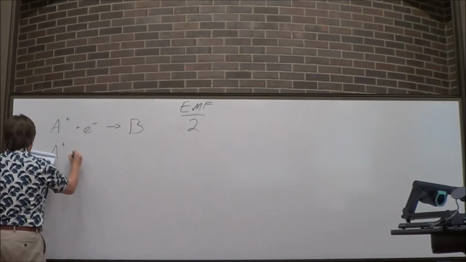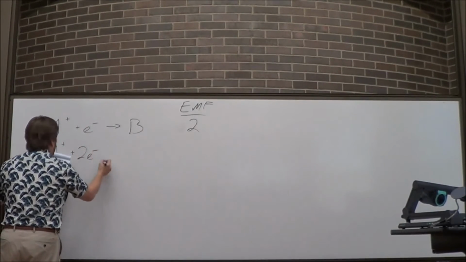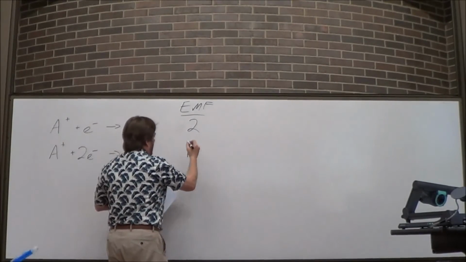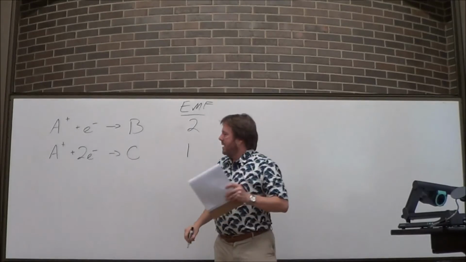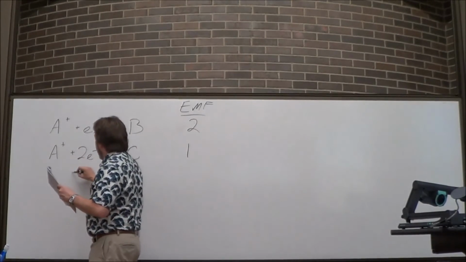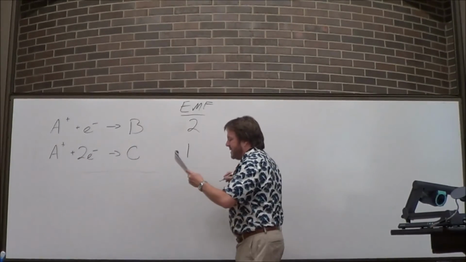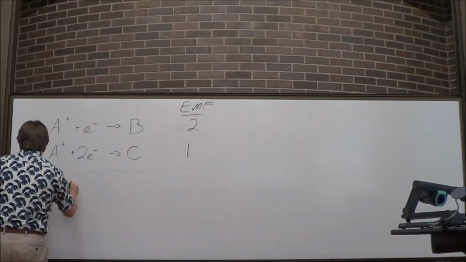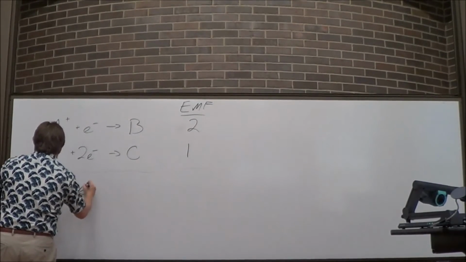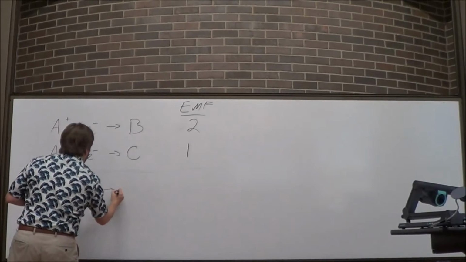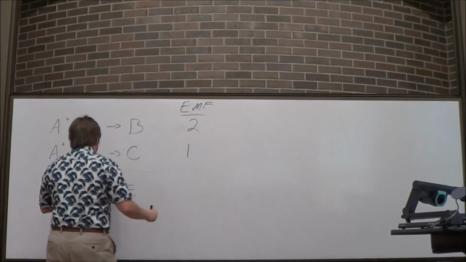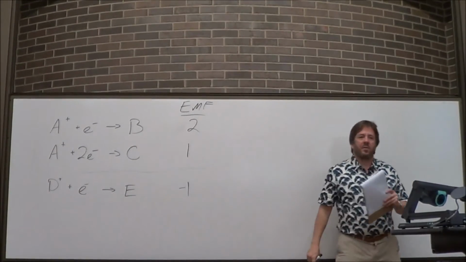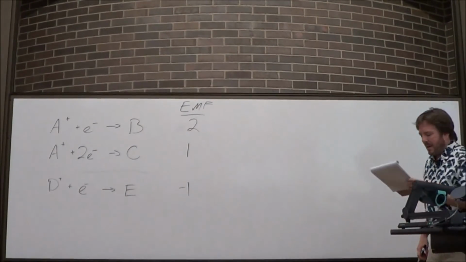A plus 2e goes to C. And the voltage is 1. Okay, so I told you again, you're at the 3rd test. This is in one side and here's in the other. I have D. Again, I have to write these in the form of a reduction potential. And it goes to E. And that voltage is minus 1. Standard reduction potential is minus 1.